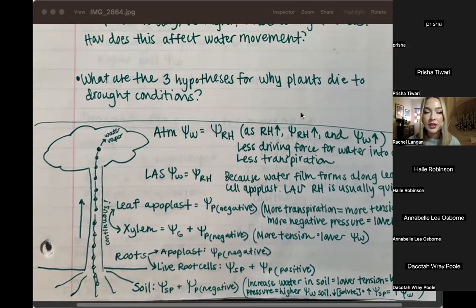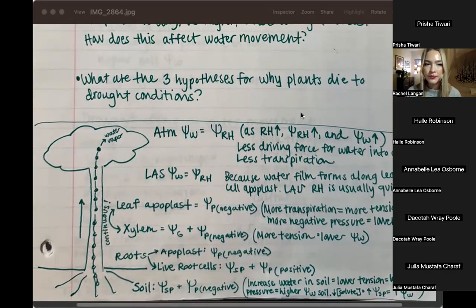Can you explain a little bit about the difference between negative and positive pressure potential? Yeah. Positive pressure is turgor pressure. So within live cells, as water goes in, that increases positive pressure. What does that do to water potential? It increases it. It makes it less likely water is going to move in that direction.